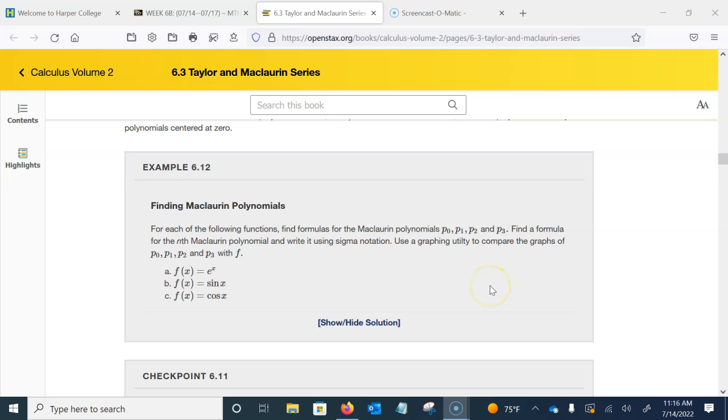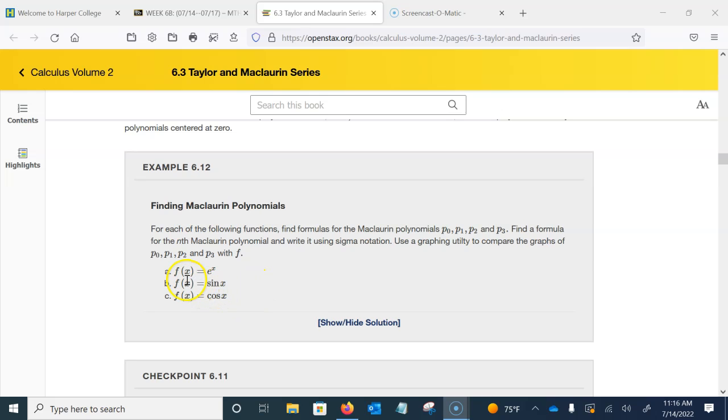Okay, so in these examples here, I got one that's e to the x, the other one is sine x, the other one's cosine x. They want us to find P0, P1, P2, P3, where we expand about x equals 0, and so that's a special case called the Maclaurin polynomials. So for all of these, we're going to need the first derivative, the second, and third derivatives.